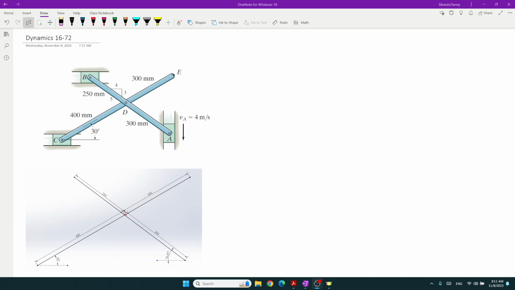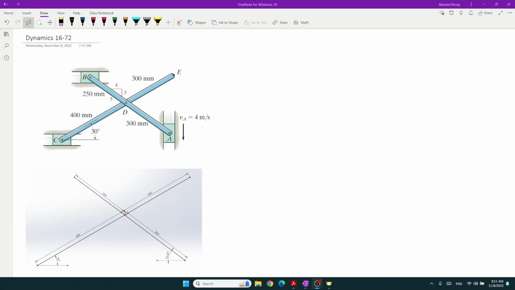Today I will show you how to solve problem number 16.72 in Pearson. This is a motion analysis problem, and I will show you just how to find all the velocities of this system. If you want to see the acceleration, maybe in another video, that's another topic.